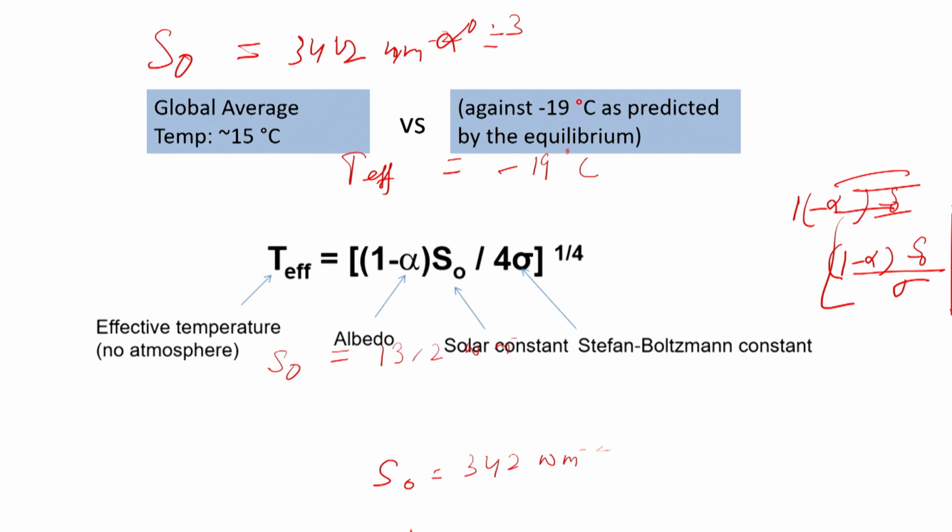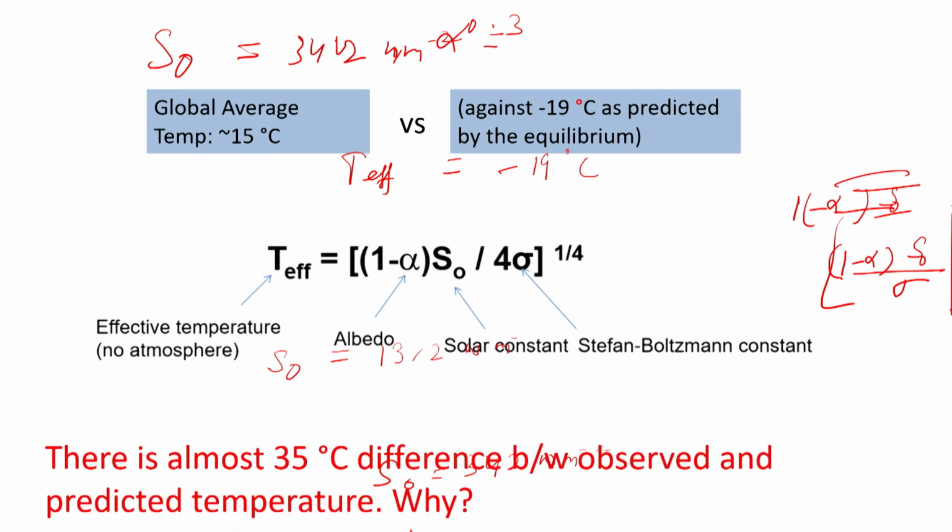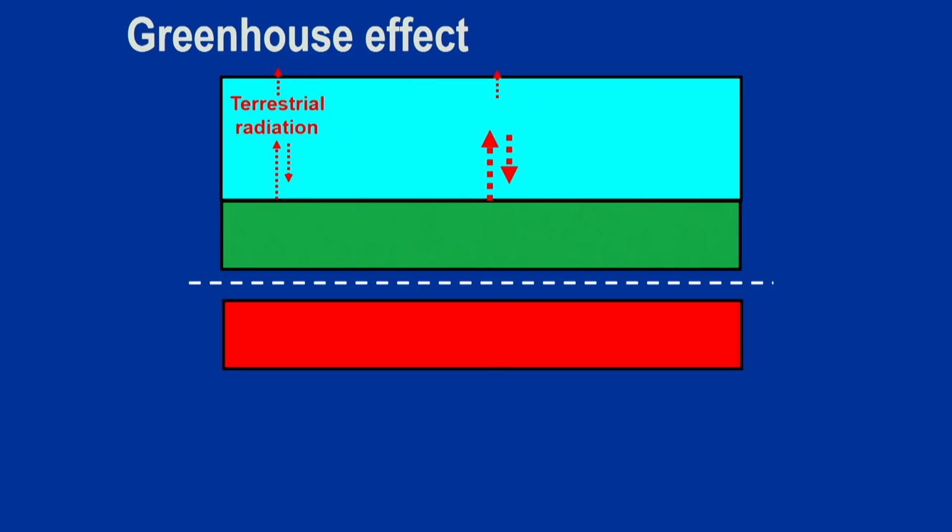But if you use this equation, the temperature would have been minus 19 degrees centigrade. So, this means there is actually an imbalance of about 35 degrees centigrade between observed and predicted temperature, and we talked about why there is a difference in the temperature, and this is where we brought the concept of greenhouse gases.